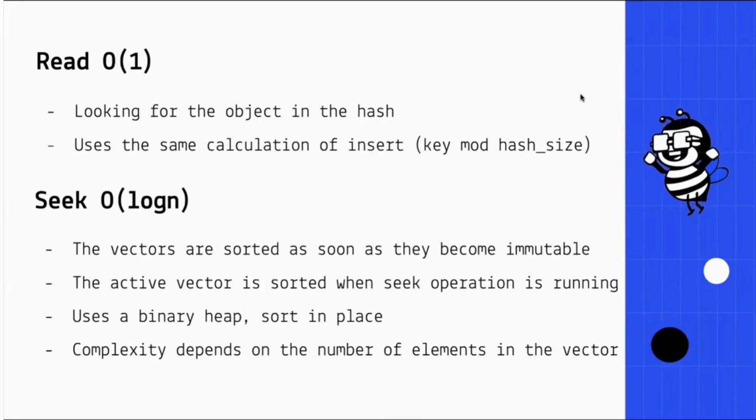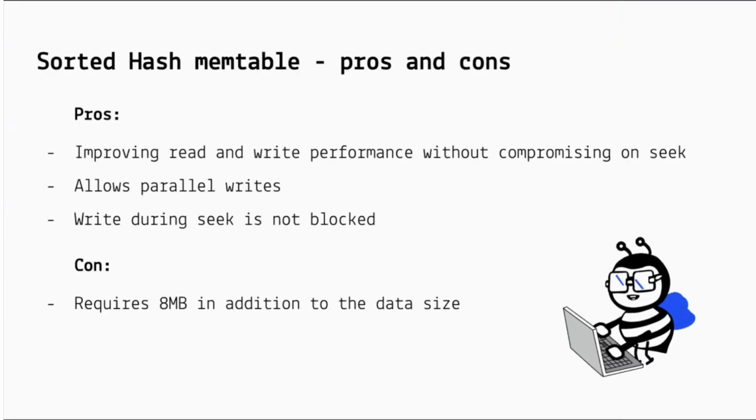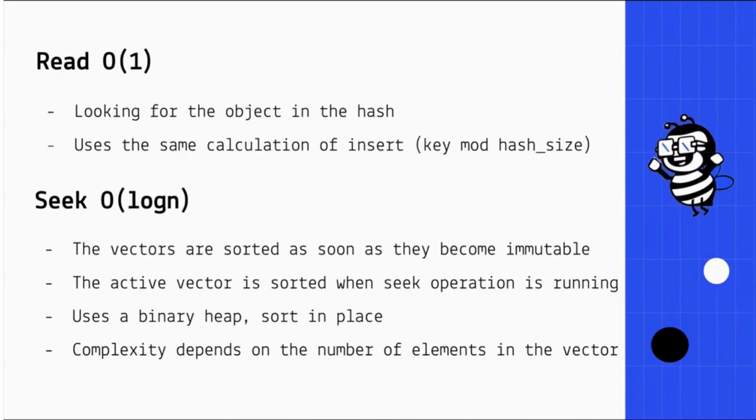Sorry. The read operation is pretty straightforward. We're just reading the data from the hash table, so it's O(1). The seek operation, this is where the array of vectors came into the picture.